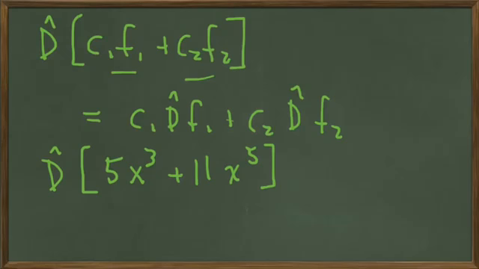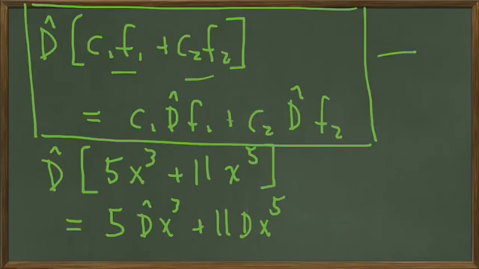Right, so if we're taking the derivative of 5x cubed plus 11x to the fifth, we know from calculus 1 that is 5 times the derivative of x cubed plus 11 times the derivative of x to the fifth. So the derivative operator, I hope you're convinced, is a linear operator. That is, it follows this linear operator guideline. Let's see if the same is true for an integral operator on the next blackboard.